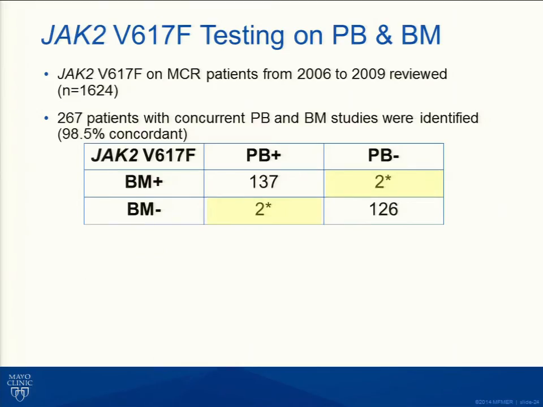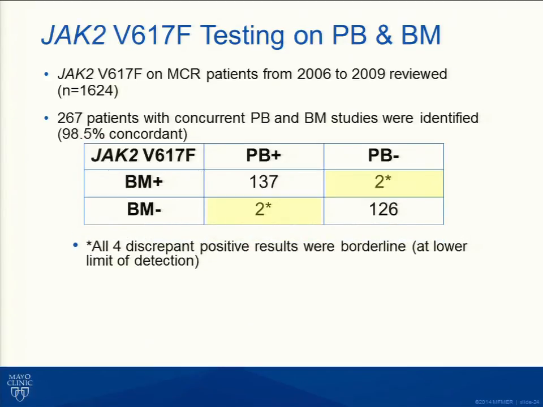So whether we should do the test on both peripheral blood and bone marrow, we asked that question. Theoretically, you should not need to, because it's effective hematopoiesis. What's in the bone marrow is circulating in the peripheral blood. So we did look at our tests within a 3-year period, and we identified 267 patients with concurrent peripheral blood and bone marrow testing ordered, and the concordant rate is pretty high. It's 98.5% concordant. We only identified 4 discordant cases.